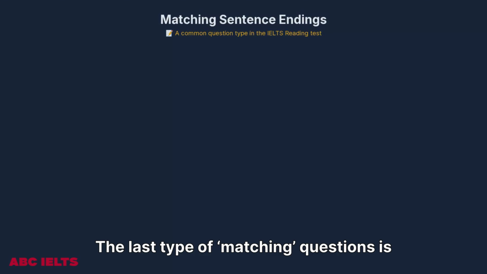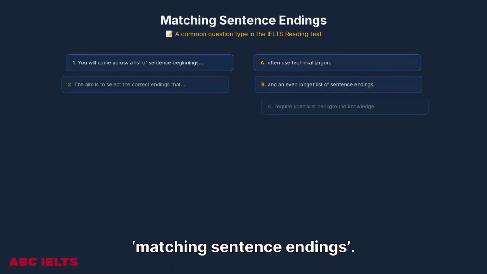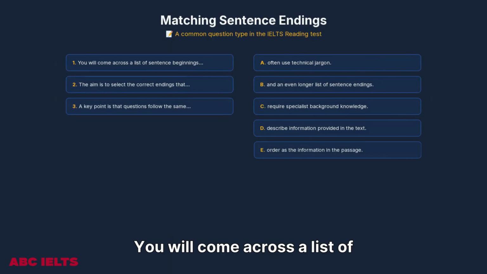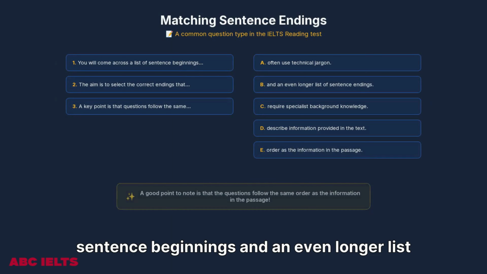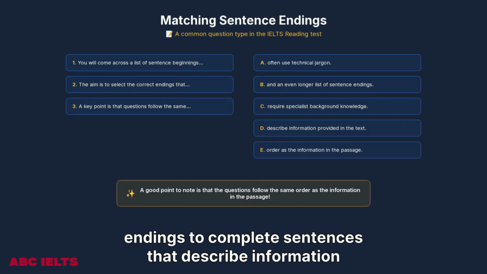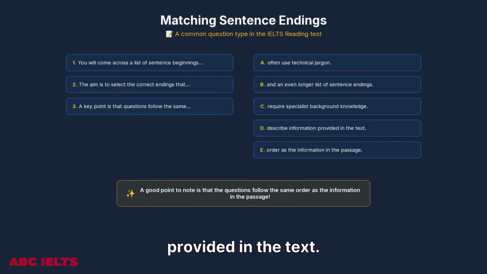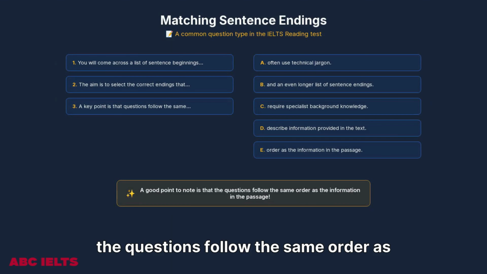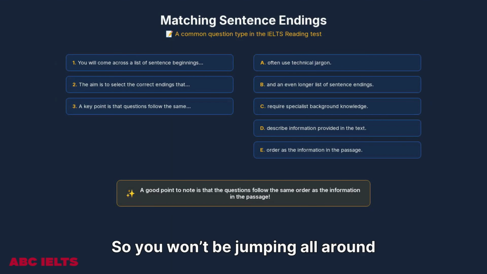You are tasked with pairing each statement with the item that best matches it. The last type of matching questions is matching sentence endings. You will come across a list of sentence beginnings and an even longer list of sentence endings. The aim is to select the correct endings to complete sentences that describe information provided in the text. A good point to note is that the questions follow the same order as the information in the passage, so you won't be jumping all around the text to find the answer.